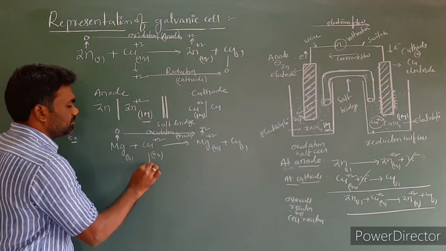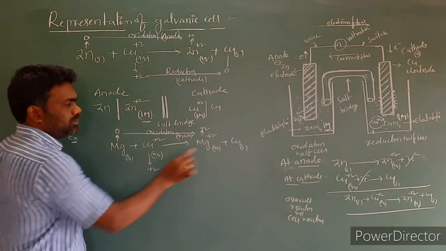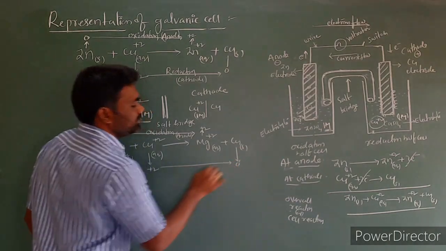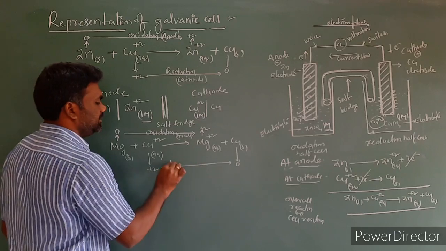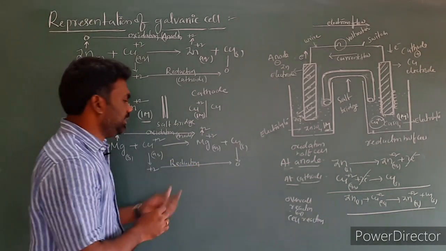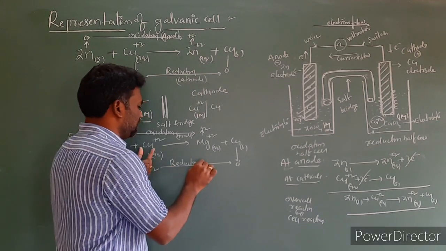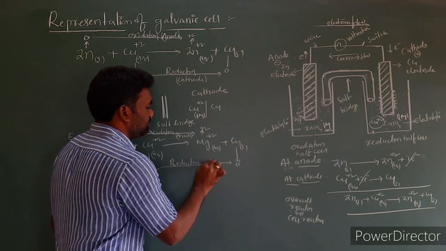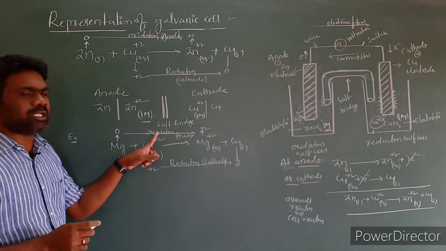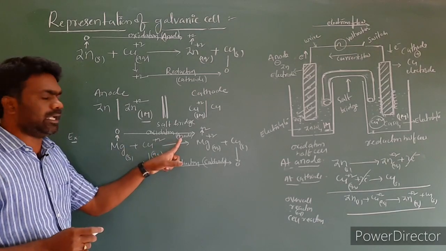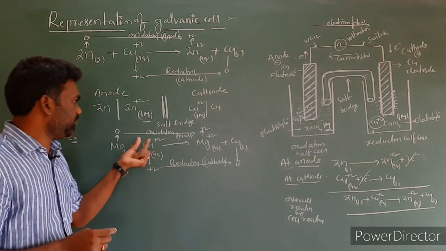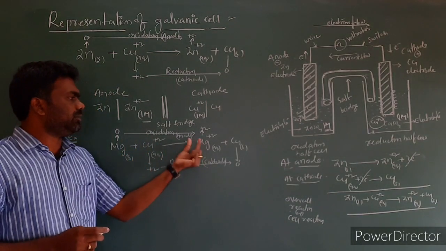Then copper is in the form of plus 2, and here copper is in the elemental state, 0. So plus 2 to 0, the oxidation number is decreased. A decrease in oxidation number is called reduction. In a galvanic cell, where the reduction is taking place, that electrode acts as the cathode. Where the oxidation is taking place, that electrode acts as the anode. So we identify our anode as well as the cathode.